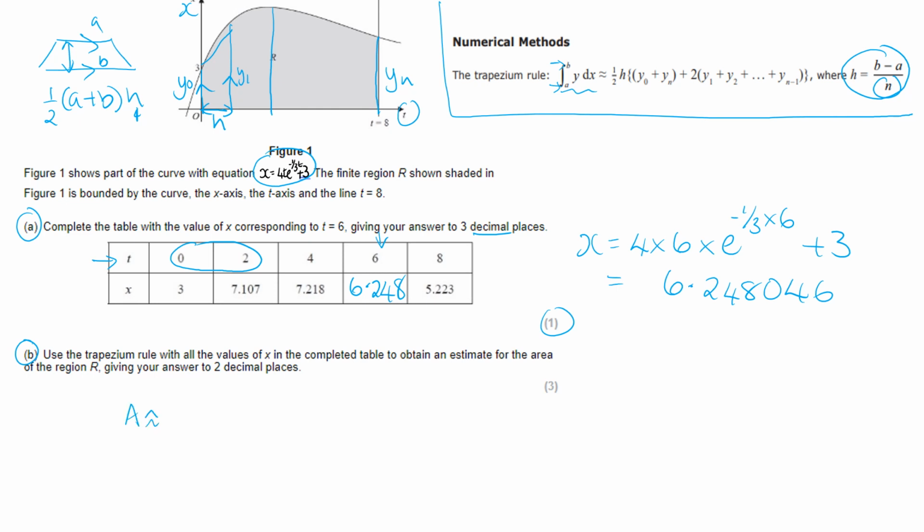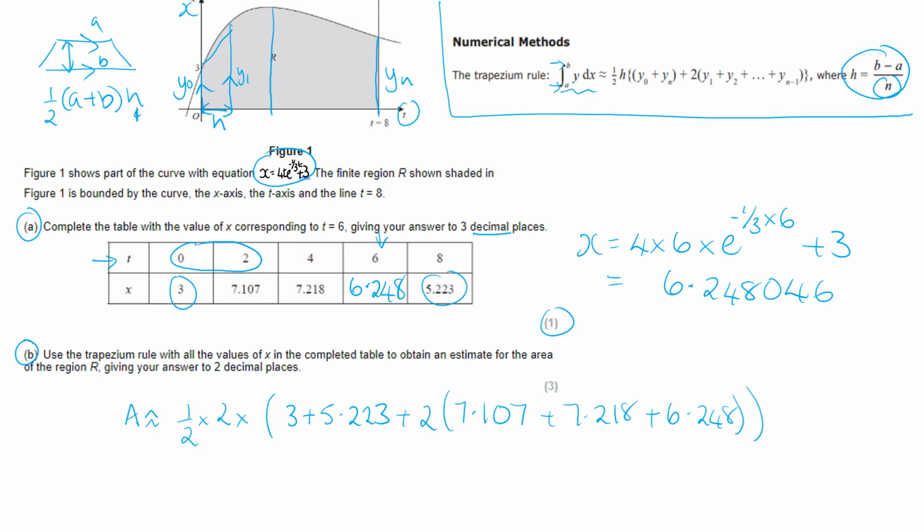So the area is approximately equal to half h, which is 2 times, now you have to have the 2 y coordinates, but x is on the y-axis, it's one of each of those, so it's 3 plus 5.223 plus 2 lots of all the ones in the middle, 218, plus the one you've just found, and then all that on your calculator comes out to be 49.369, which is 49.37.